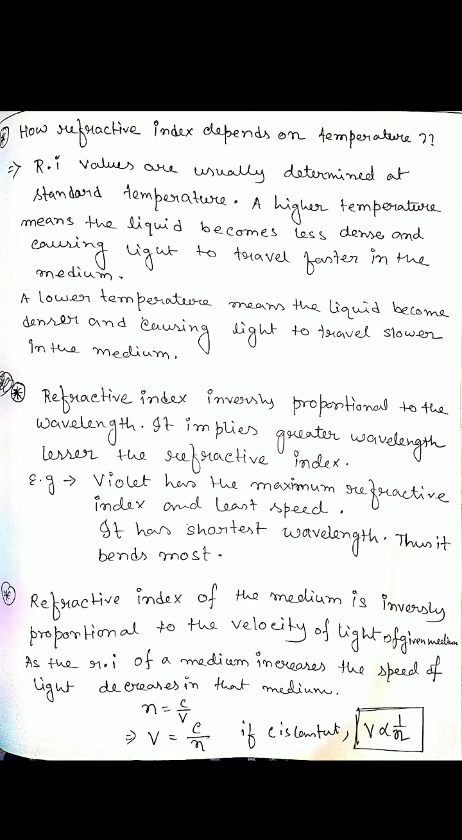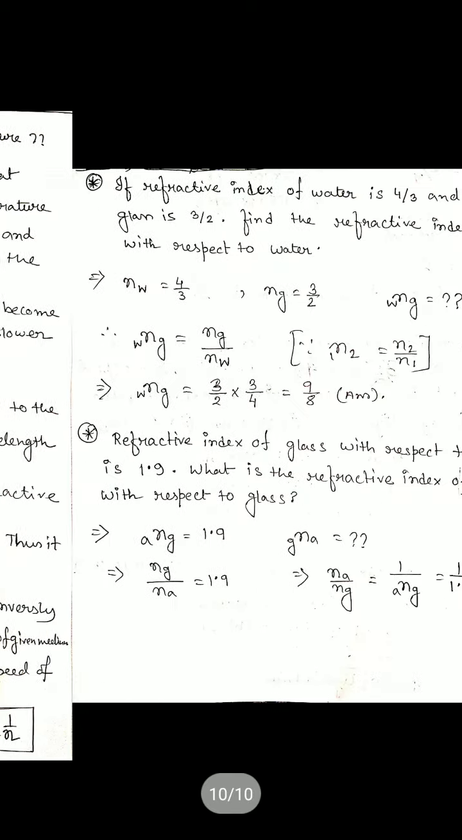Okay. Another one is velocity, already we discussed, it is inversely proportional to the refractive index. If refractive index increases, velocity decreases. If refractive index decreases, velocity increases.